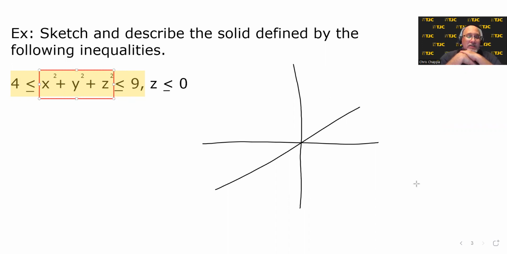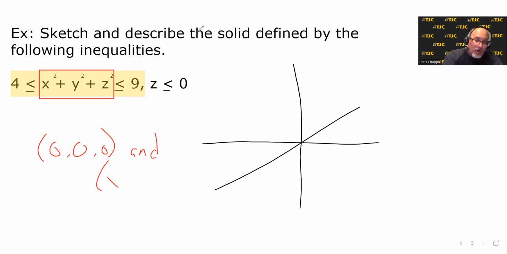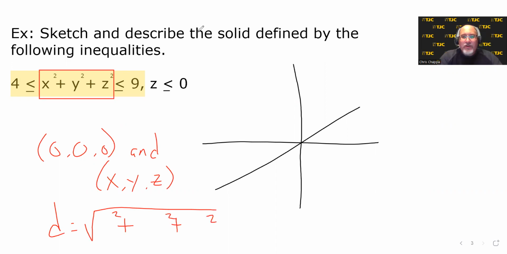And I wish I had mentioned this in the distance formula video, so I'm going to bring it up now. But the distance between the origin and a generic point x, y, z, the distance is equal to the square root of the sum of the squares of the differences of the coordinates. But because one of the points is the origin, x minus 0 is x, y minus 0 is y, and z minus 0 is z. So when I see x squared plus y squared plus z squared, I can also think of it as, when under a square root, the distance from the origin.